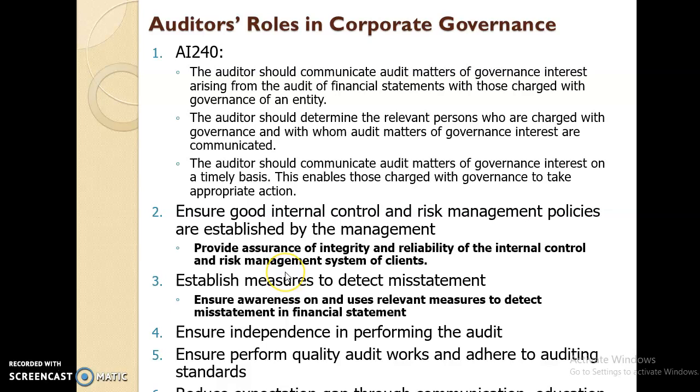For the last, you can read this by yourself: full board, distant financial matters, legal liability. And for the last slide, this is our role. First, we have to refer to AI 240. Of course, as external auditor, we need to communicate any audit matters that we notice throughout our audit of governance interest. We can communicate with the audit committee, ensure good internal control, and establish measures to detect misstatement.